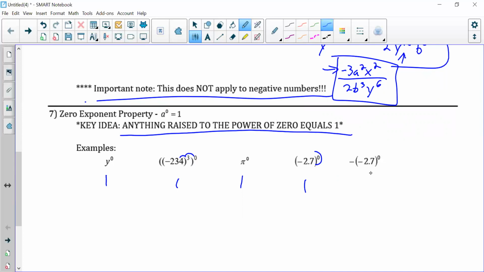-2.7 to the 0 power is -1. All right, now follow me here. This piece is to the 0 power, that's 1. This is outside the parentheses, so this says make it 1. That says make it negative. All right, make sure you don't let that trip you up.